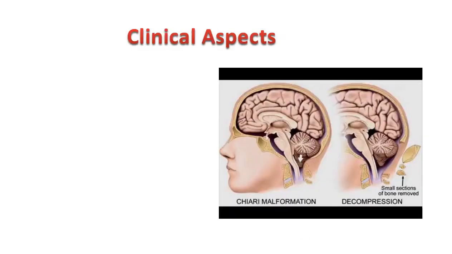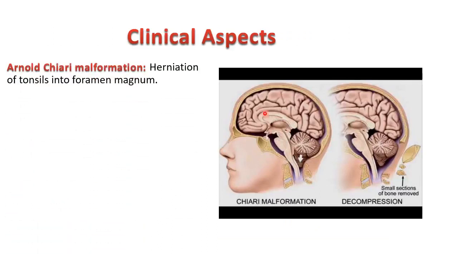Okay, so now coming finally to the clinical aspects of the fourth ventricle. First, what you commonly see is the Arnold-Chiari malformation. What is actually the Arnold-Chiari malformation? It is the tonsils of the cerebellum, which you are able to see here, herniating downwards. Along with the medulla, through the foramen magnum, they are trying to herniate downwards.